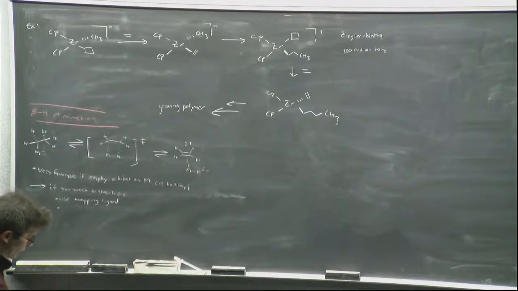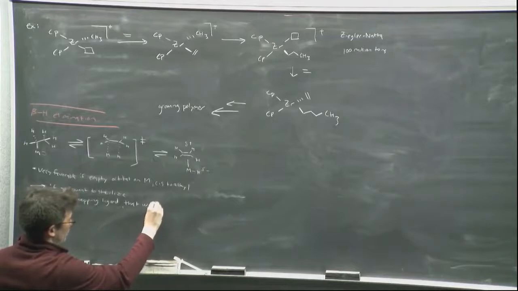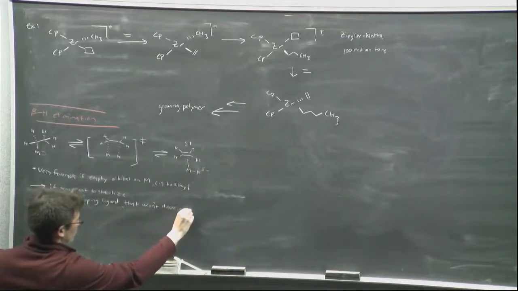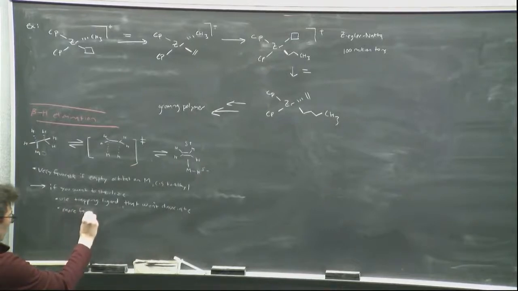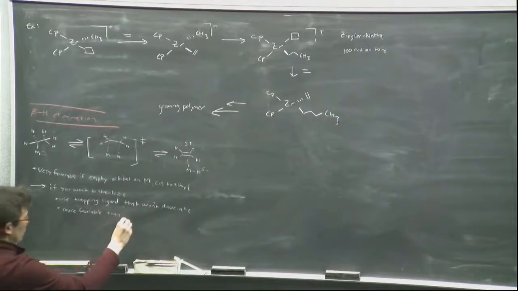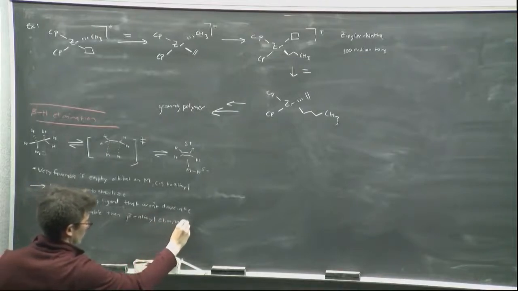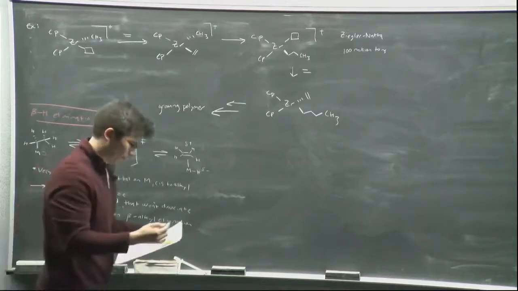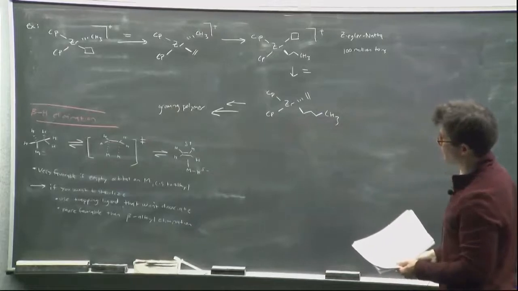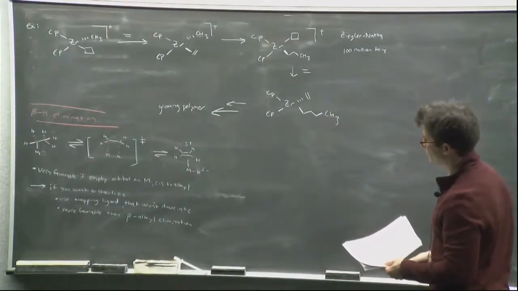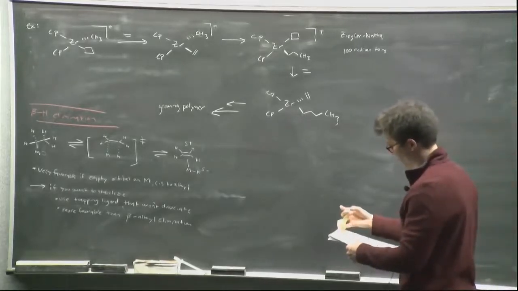If you want to stabilize the product of insertion, it's important to use a trapping ligand, ideally one that won't dissociate. And this point might seem obvious, but it's worth mentioning that typically beta hydride elimination is more favorable than beta alkyl elimination. If that were not the case, a lot of the reactions that we rely on every day would simply not work.